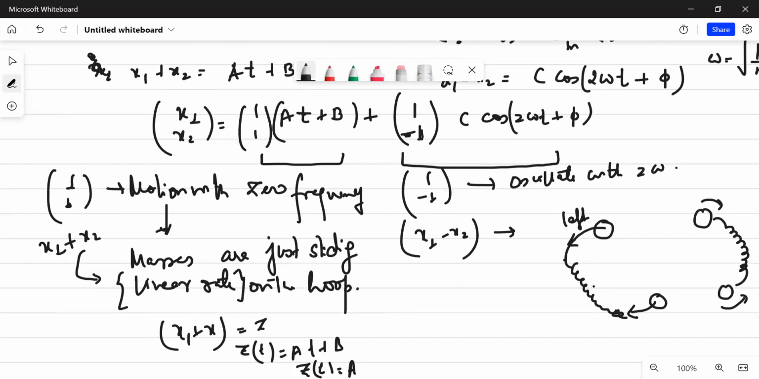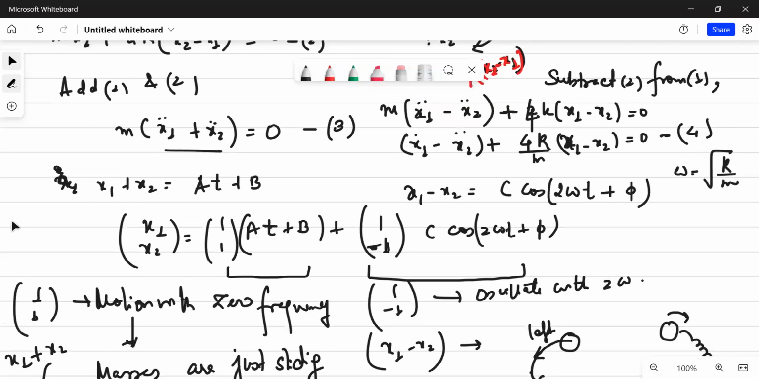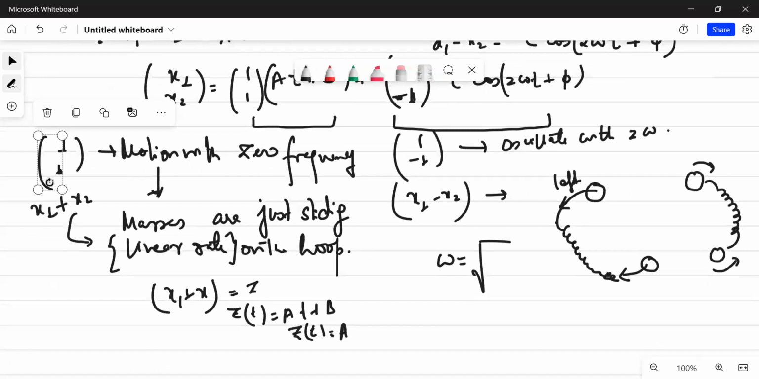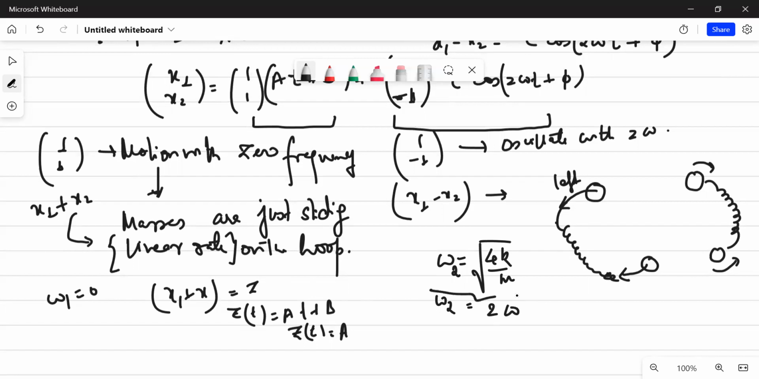So this is how it could be, this is what I feel. Because of this, the frequency will come out as, what is the frequency of oscillation, I think it was 4k upon m. The frequency of oscillation was the square root of 4k upon m, so what does that mean? It will be 2 times the natural frequency. So this is your frequency of oscillation for the second mode. The first mode frequency was 0. The second mode's frequency is 2 times the natural frequency, which should be the case.